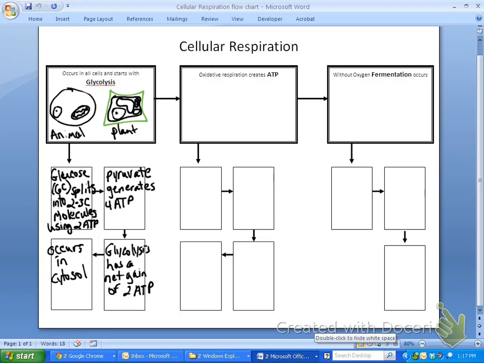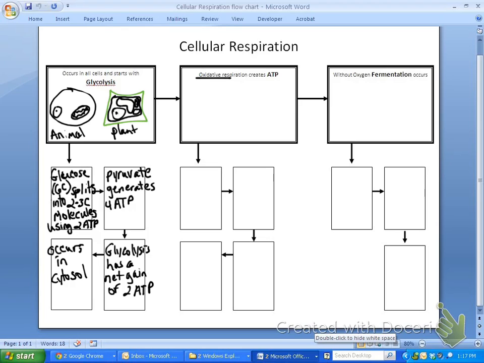If we need to make more ATP, we've got to go to what? It's called what kind of respiration? Cellular respiration. It's also known as oxidative respiration.